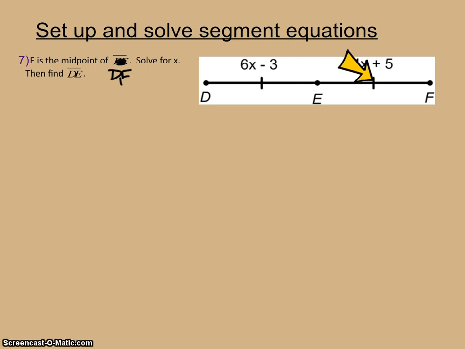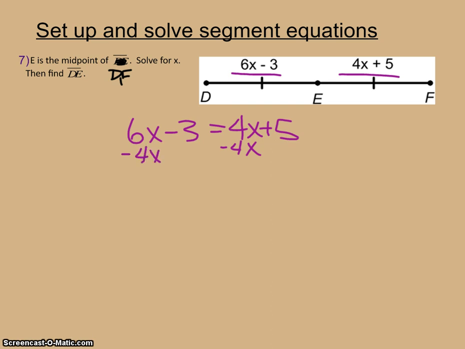But these little symbols there, remember, that means that these two sides are congruent. So congruent, remember, the math way we can say that when we're setting up an equation is equals. So all we do is we set these two pieces equal to each other. So when they're congruent, they equal each other. Now we go ahead and solve algebraically. So we subtract 4x from both sides to get our x's on the same side. So we get 2x minus 3 equals 5.